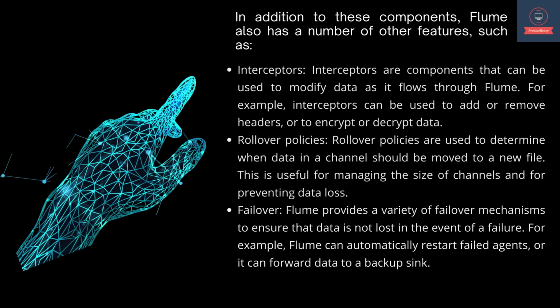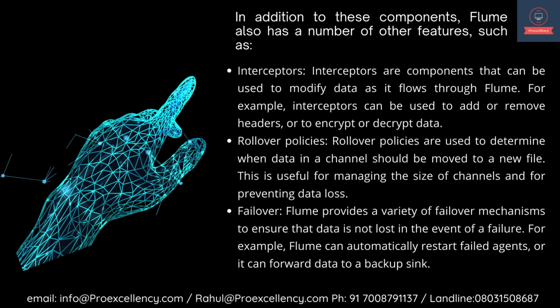In addition to these components, Flume also has a number of other features, such as interceptors. Interceptors are components that can be used to modify data as it flows through Flume. For example, interceptors can be used to add or remove headers, or to encrypt or decrypt data. Rollover policies. Rollover policies are used to determine when data in a channel should be moved to a new file.